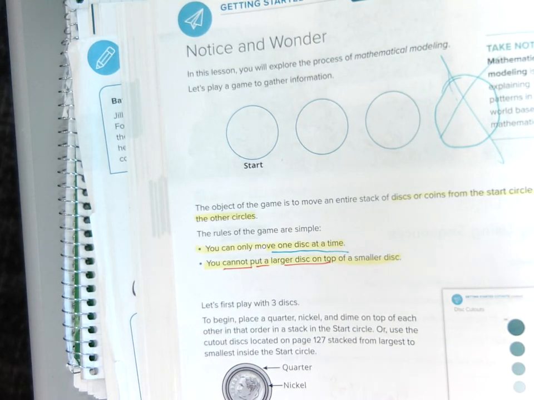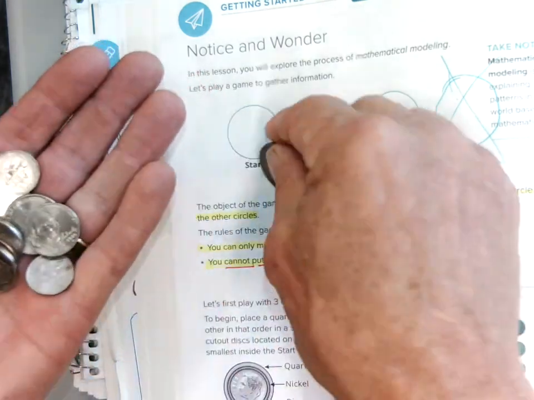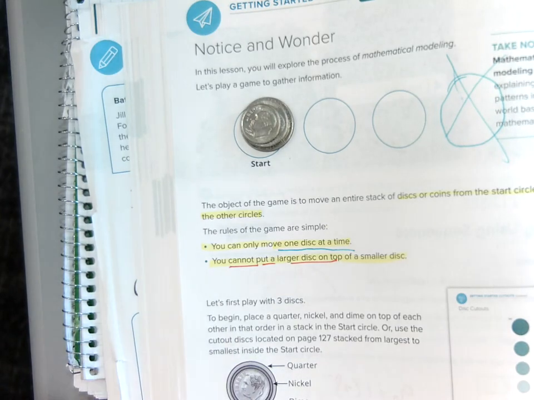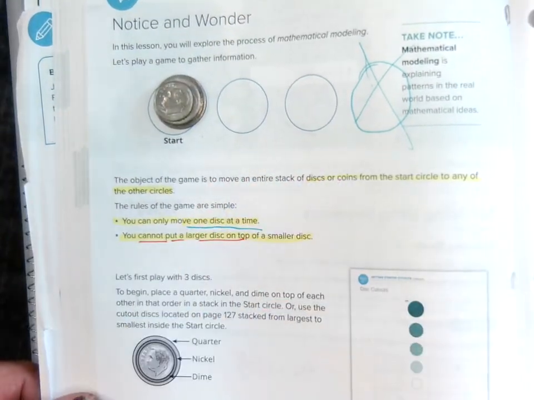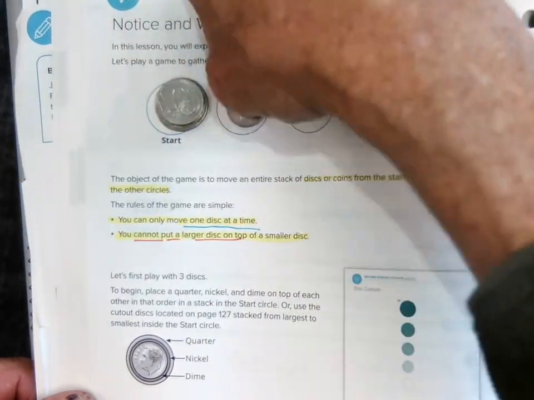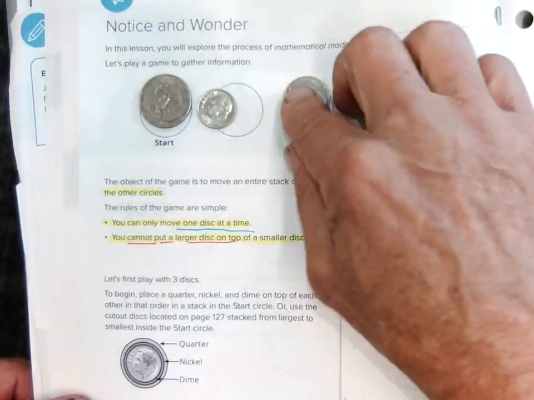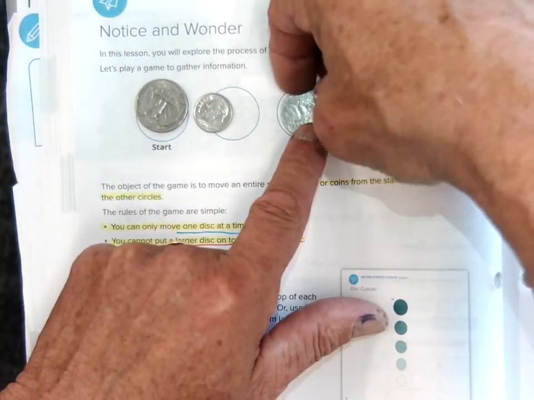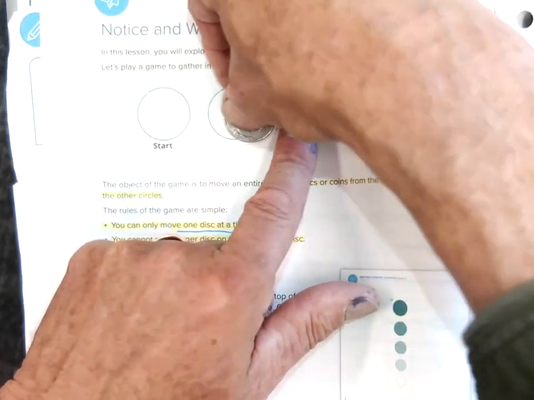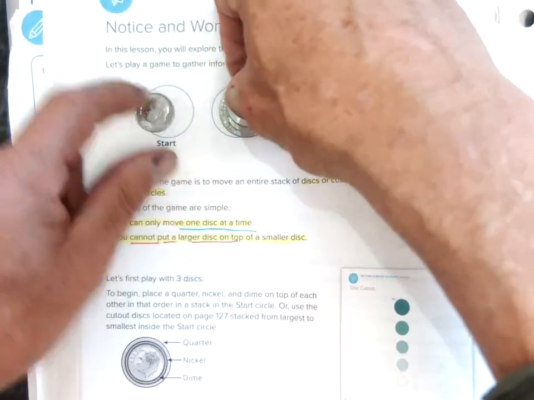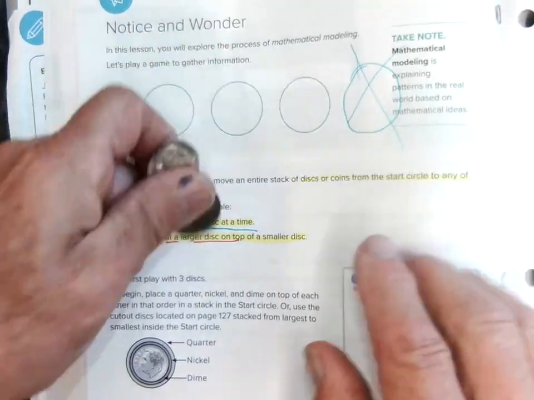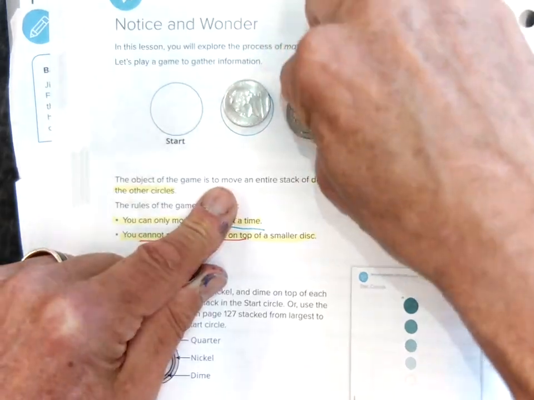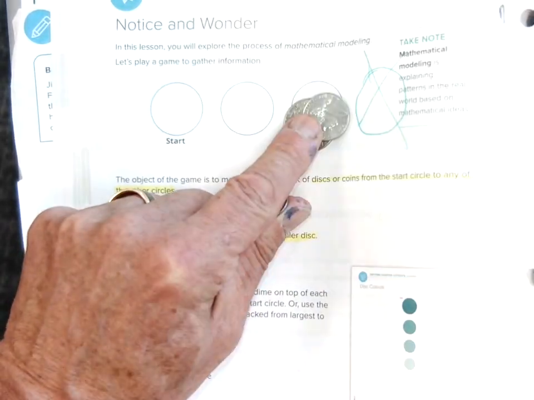We talked about how many moves you can make. For instance, we started with a quarter, a nickel, and a dime. That's 3 coins, and how many moves does it take before you can get back to this? I did 1 move, 2 moves, and so on up to 7 moves. We did 2 coins, and it takes 3 moves. If you move just 1 coin, it's just 1.